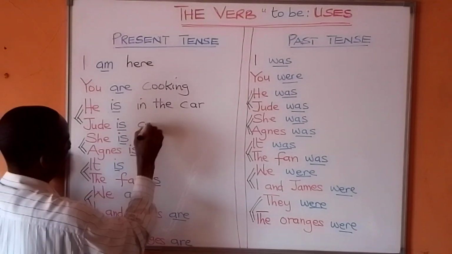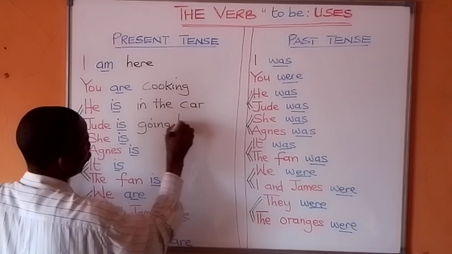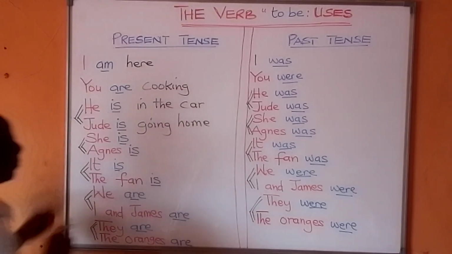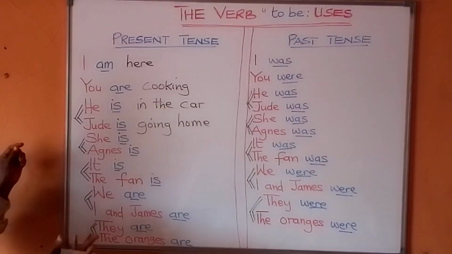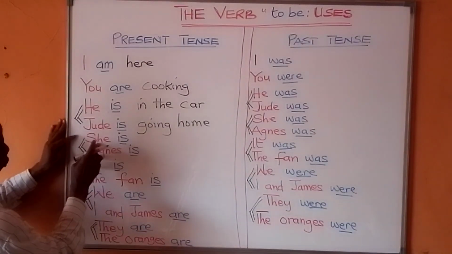Jude is going home. You see, Jude is going home. Jude is sitting down. Jude is learning. Jude is there. Jude is coming. Jude is nice. Jude is handsome.